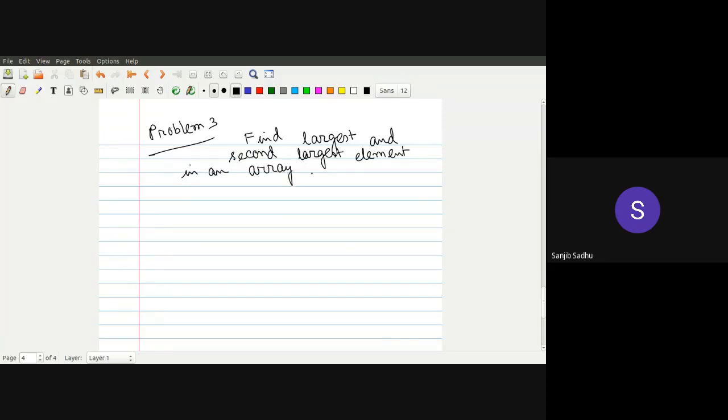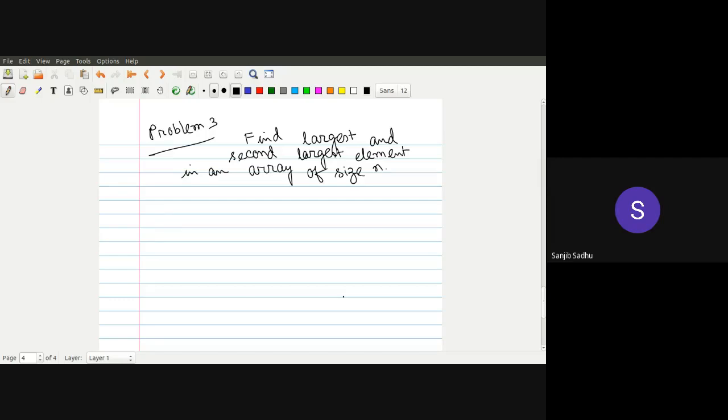Now suppose the next problem, problem 3. Find the largest and second largest element in an array of size n. So you can apply the same strategy just like before.